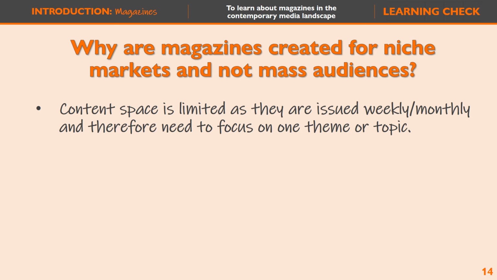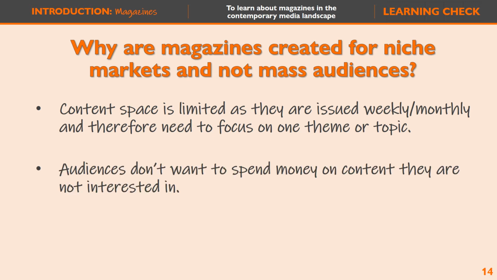Content space is limited. If a magazine comes out every week or every month, there is not a lot of pages to put a lot of different types of content. So actually, if you focus on one theme or topic, you can get a better quality product. Also, audiences don't really want to spend money on the rest of the content, the stuff they don't want.